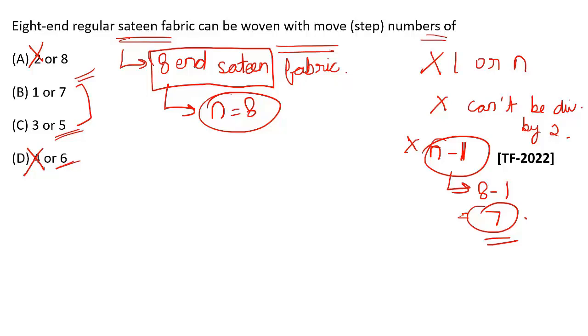So the move number cannot be 1, cannot be 2, can be 3, cannot be 4 since it is divisible by 2, can be 5, and cannot be 6 since it is divisible by 2, cannot be 7 because it is n minus 1. So these cannot be the move number. So what is left is option C, 3 or 5.